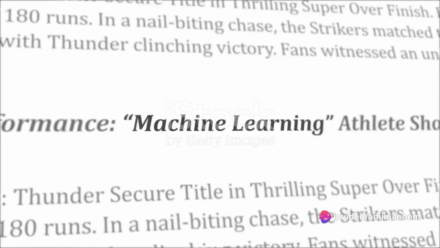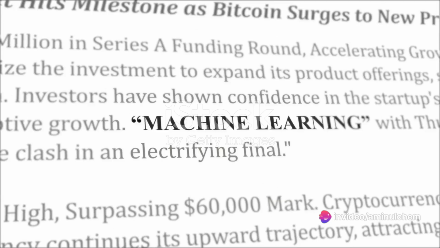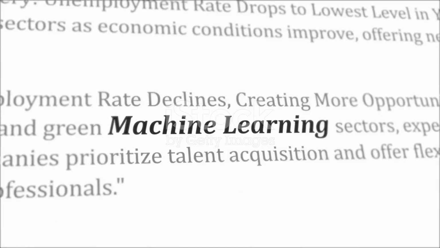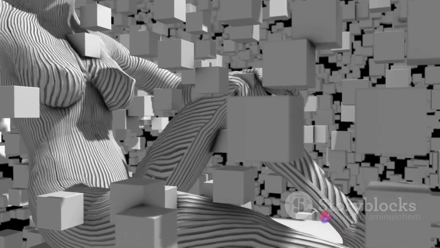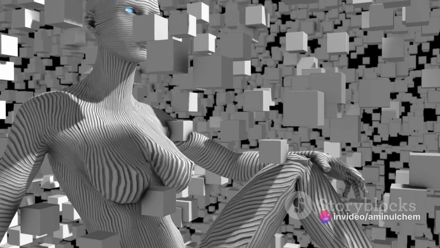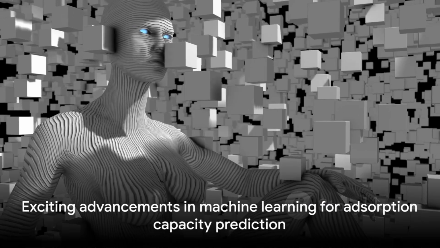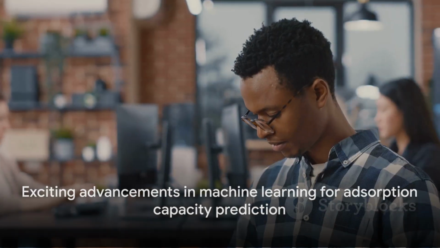The benefits of this approach are numerous. Machine learning models can predict adsorption capacity with greater accuracy and efficiency than traditional methods. They're also incredibly versatile, capable of learning from and adapting to new data. This means they can continually improve and refine their predictions over time. So, as you can see, machine learning holds great promise for improving the prediction of adsorption capacity. It's an exciting time for the field, and we can't wait to see what the future holds.